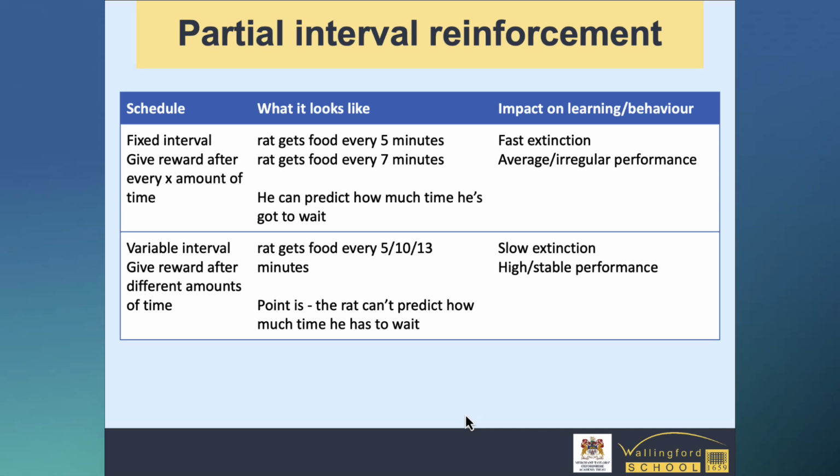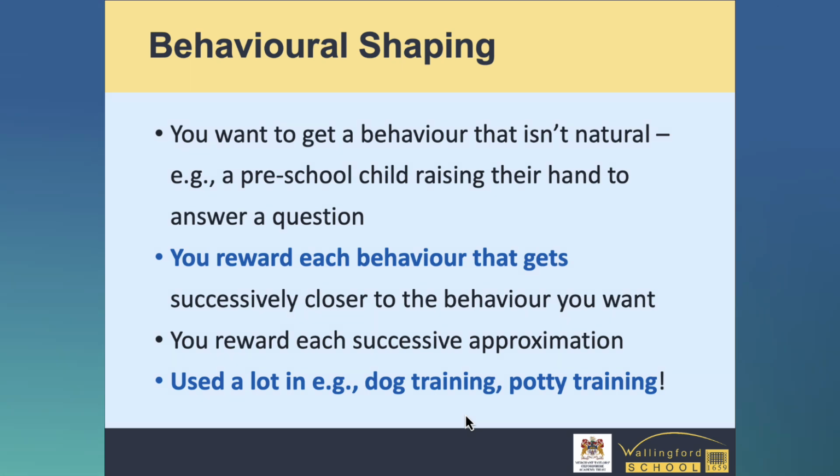The final element that you need to worry about with operant conditioning is something called behavioural shaping. So what you want to do is to get a behaviour that isn't natural, something that isn't innate. For example, a preschool child raising their hand in school to answer a question. So what you do is you reward each behaviour that gets successively closer to the behaviour you want. So for example, the child might look at you and you reward them when they answer a question. Or the child might move their hand and then you reward that.